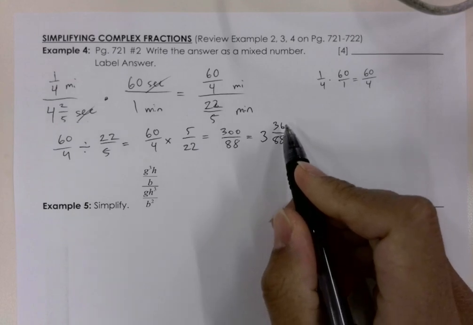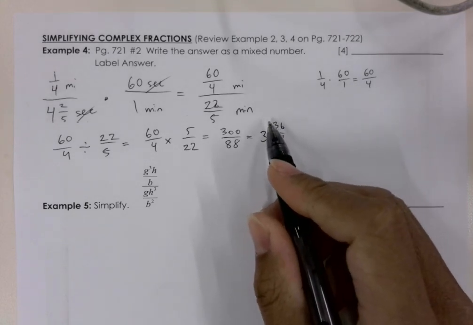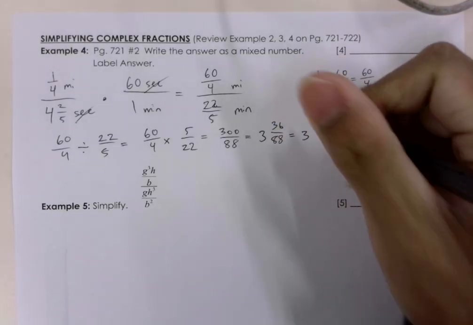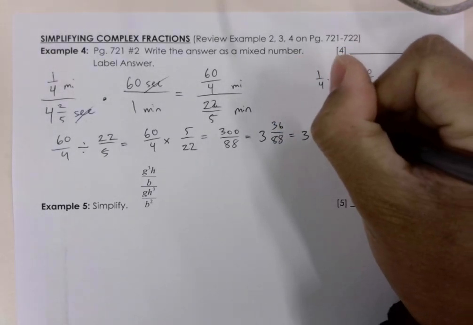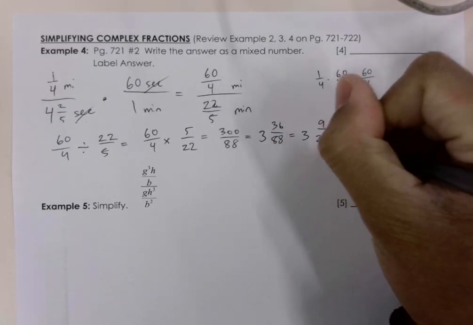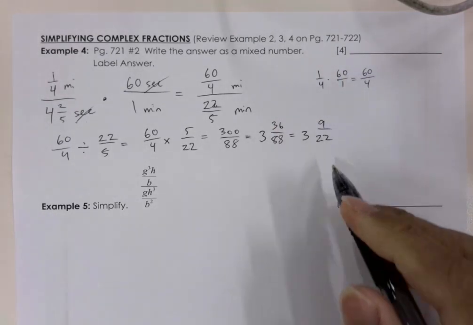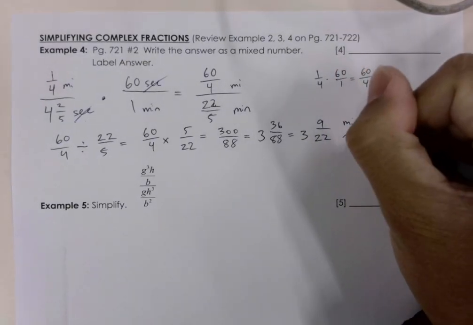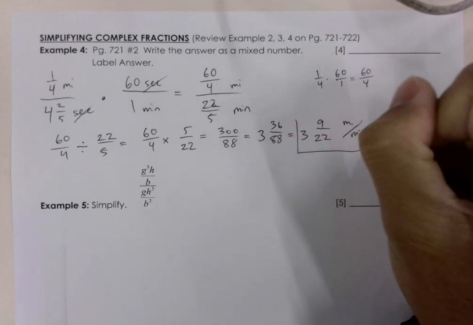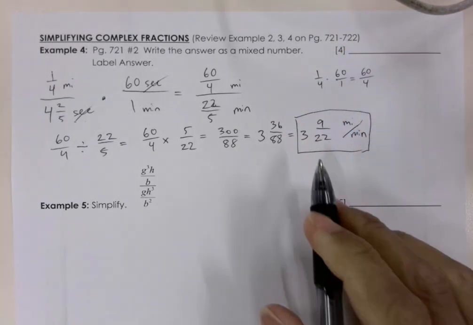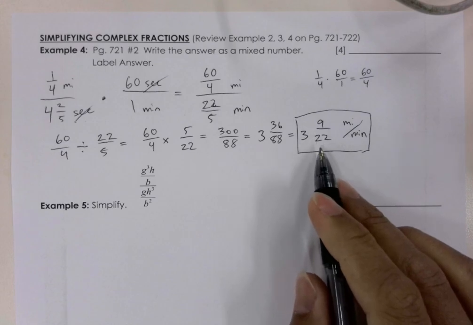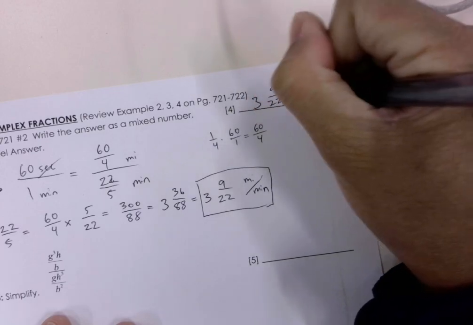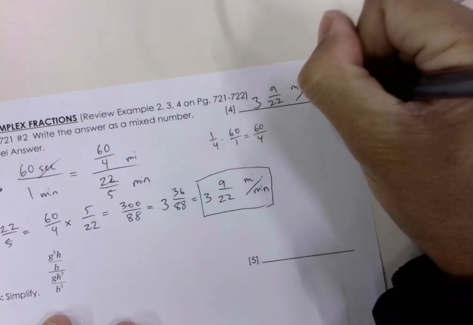And now the greatest common factor here in the fraction would be 4. So we can reduce this fraction. So it's going to be 3, and I'm going to divide the numerator by 4, it's 9, the denominator by 4, 22. And now my fraction is simplified. And I'm going to put my units. So miles per minute, and that's my final answer here: 3 and 9/22 miles per minute.